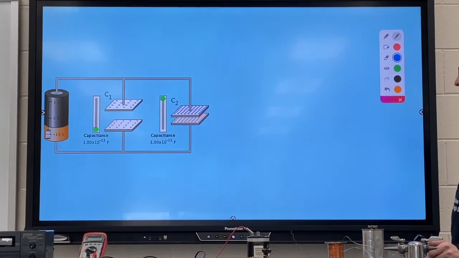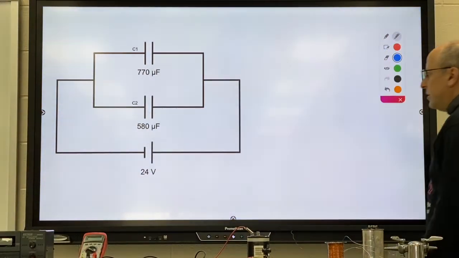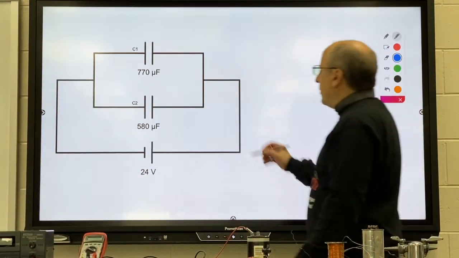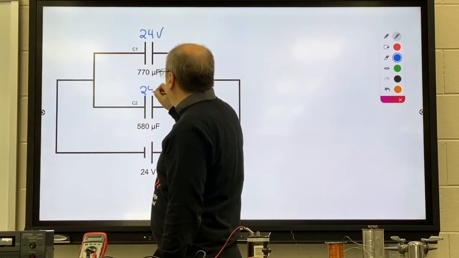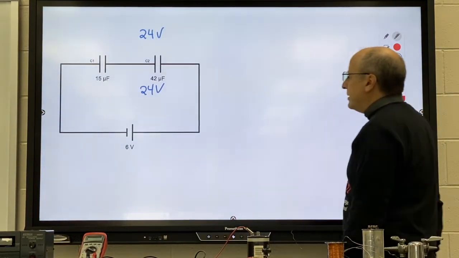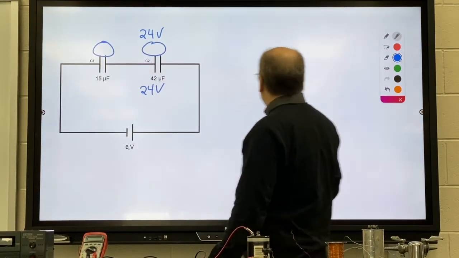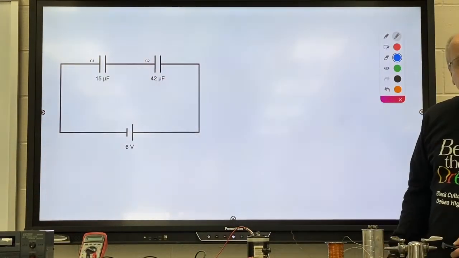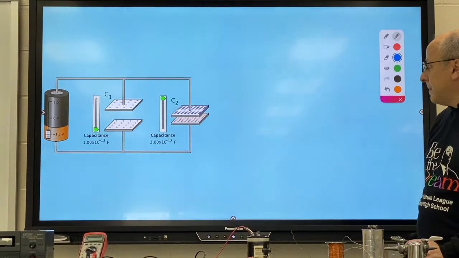Okay, capacitors in parallel, you just add the capacitances. So you just add those two. Remember, each capacitor gets the full volts because they're hooked up in parallel. When we were in series, these two voltages have to add to 6. They will not share it equally because they have different capacitances.